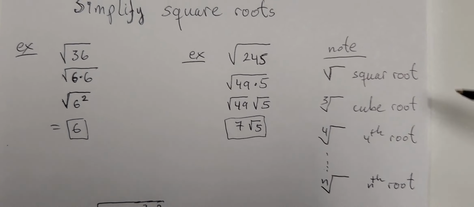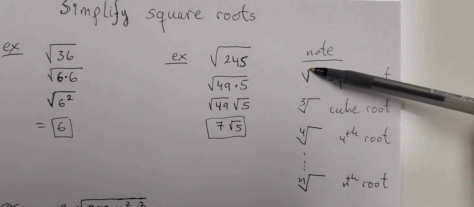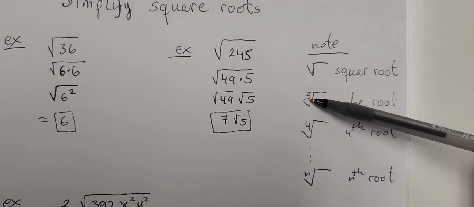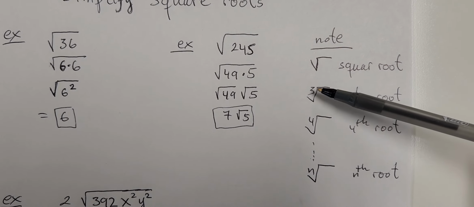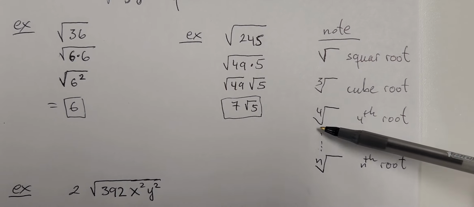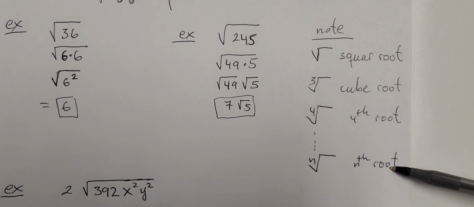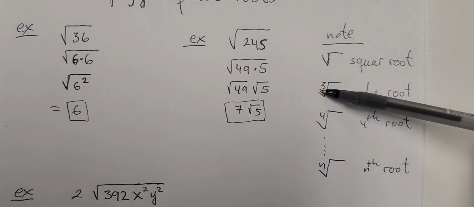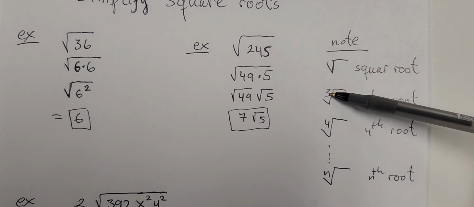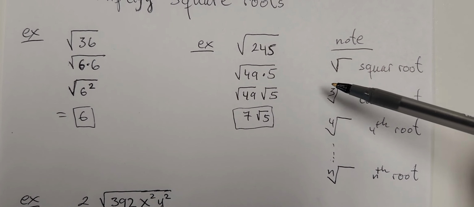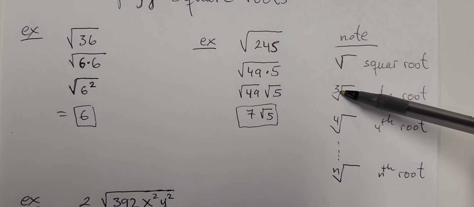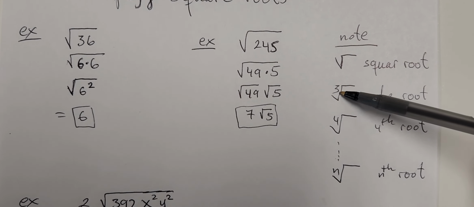Okay, so note, this symbol by itself, this symbol right here, is called square root. But once I have another number, 3, we call that cube root. 4, we call it fourth root, and so on down to the nth root. So what this number means is you must have a number that is repeated 3 times. This number right here, 3, means that you must have a number that is repeated 3 times, and they must be the same.